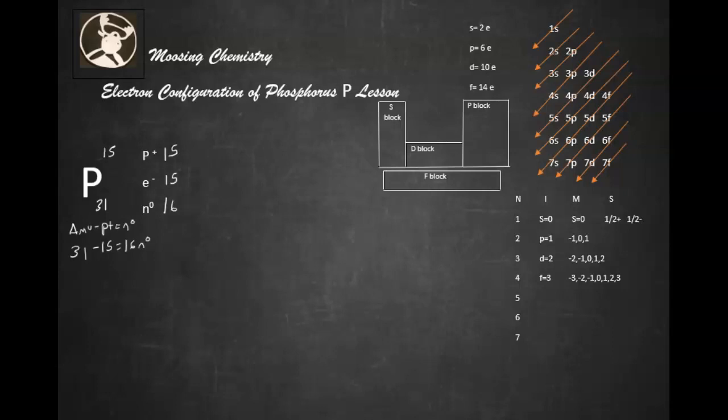So let's look at our electron configuration here. But before we do that, remember that S can hold 2 electrons, P can hold 6 electrons, D can hold 10 electrons, and F can hold 14 electrons. We're going to use the Aufbau principle, which is the diagonal rule, which is this guy right there. And we're going to start and go down the slide like this and continue going down the slide until we run out of arrows.